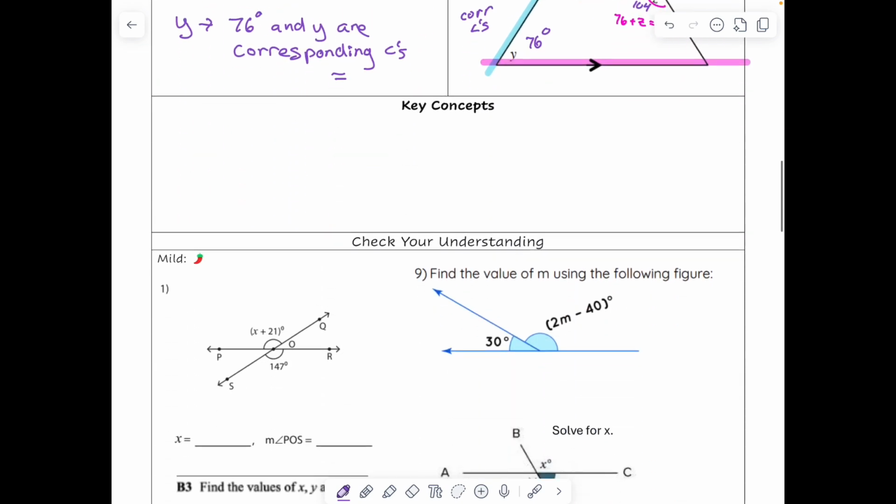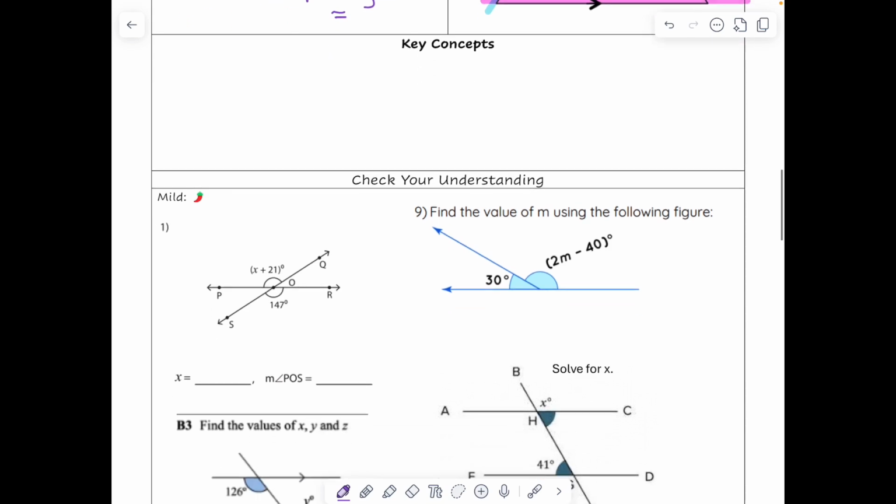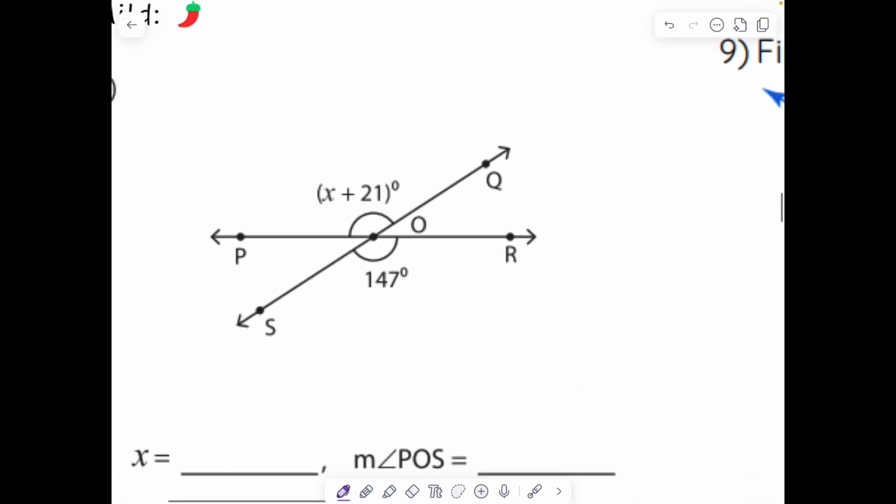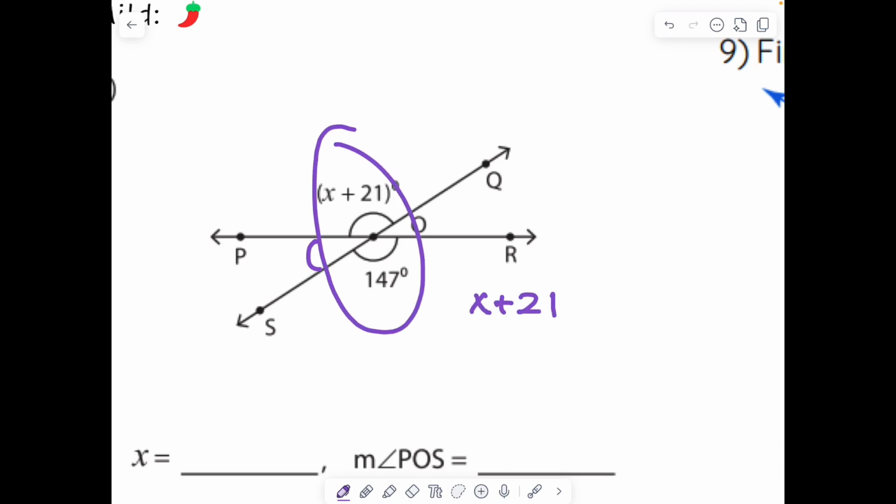Again, I'll have you do key concepts on your own, but let's go ahead and solve some problems. They want us to find x and the angle POS. So this one as well. These are vertical angles, so they're the same. So x plus 21 should be equal to 147. 147 minus 21 is 126.